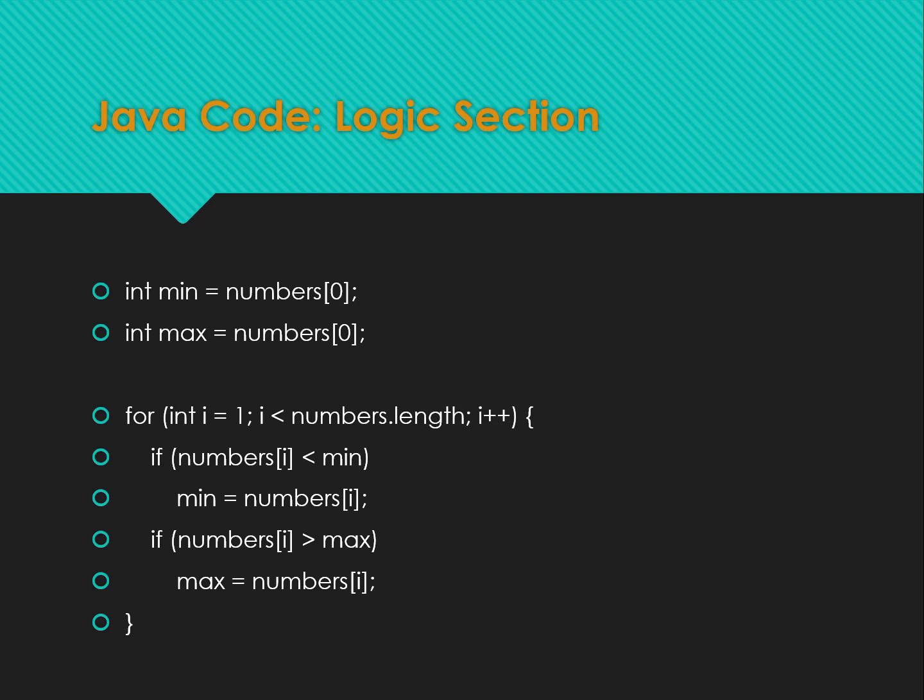Now comes the logic to find the smallest and largest numbers. We initialize both min and max with the value of the first element in the array. Then we start a loop from index 1. For each number in the array, we check if it is smaller than the current min. If it is, we update min. Similarly, we check if it is greater than the current max. If it is, we update max. At the end of this loop, min holds the smallest number and max holds the greatest.